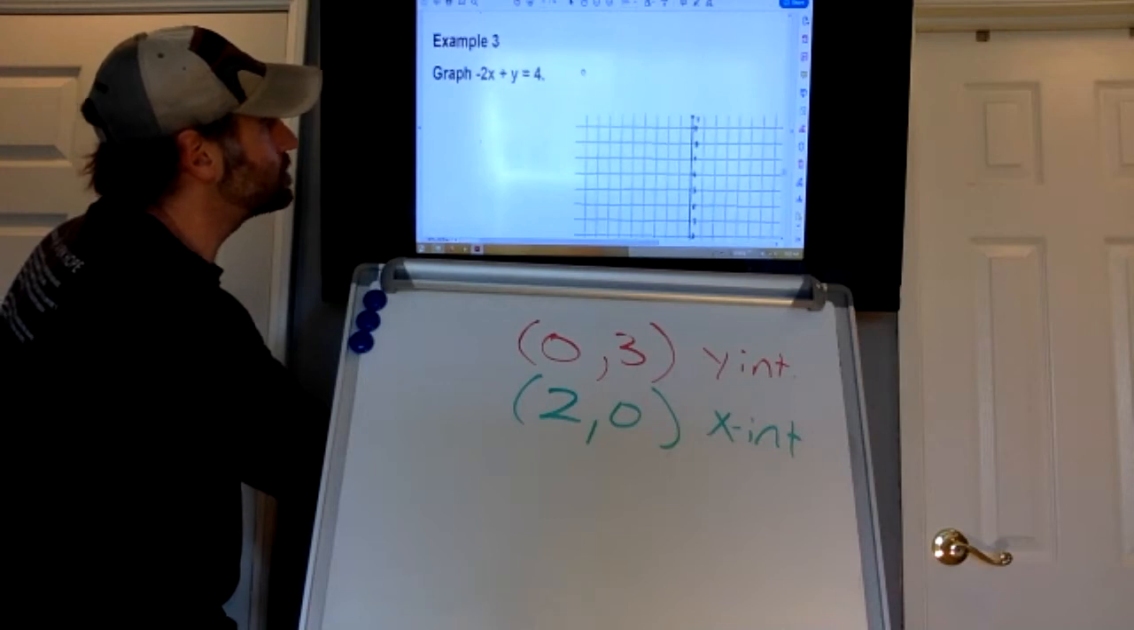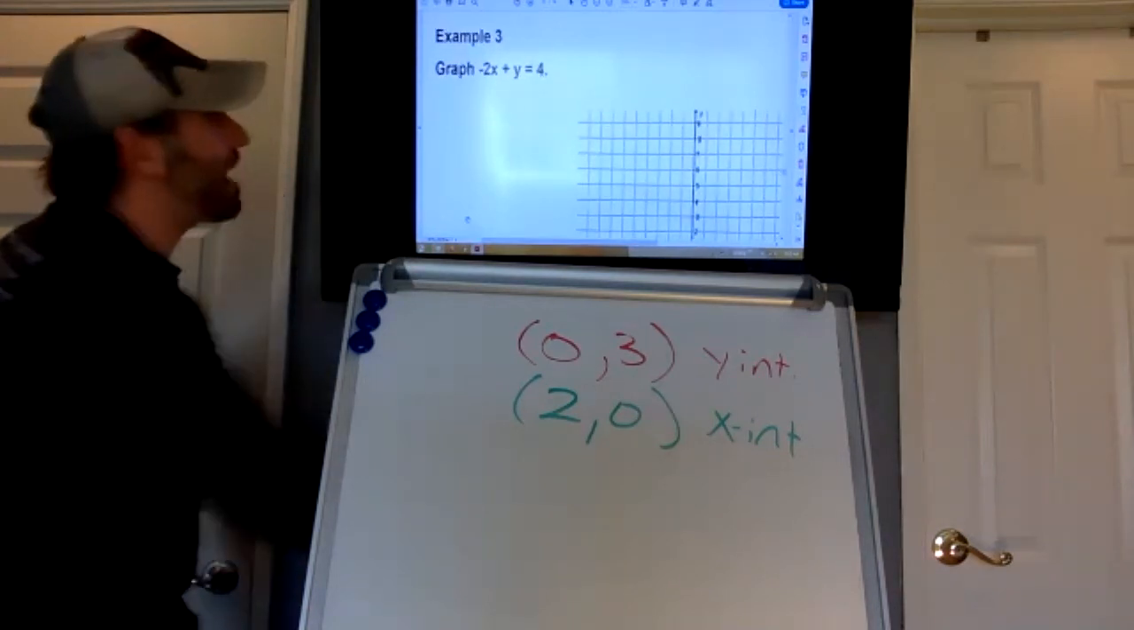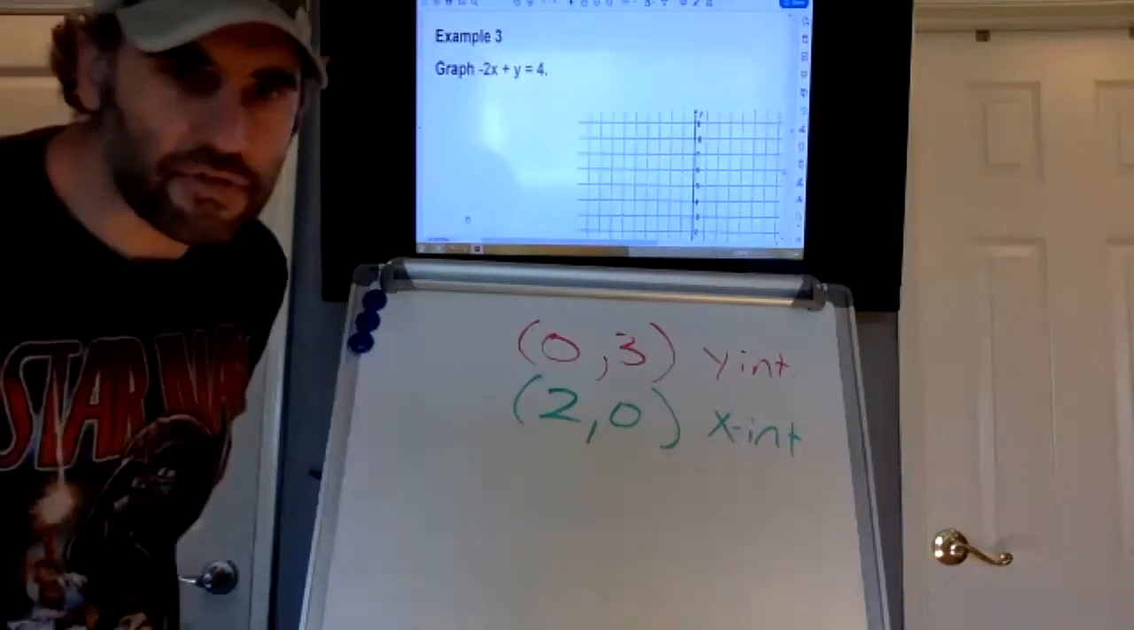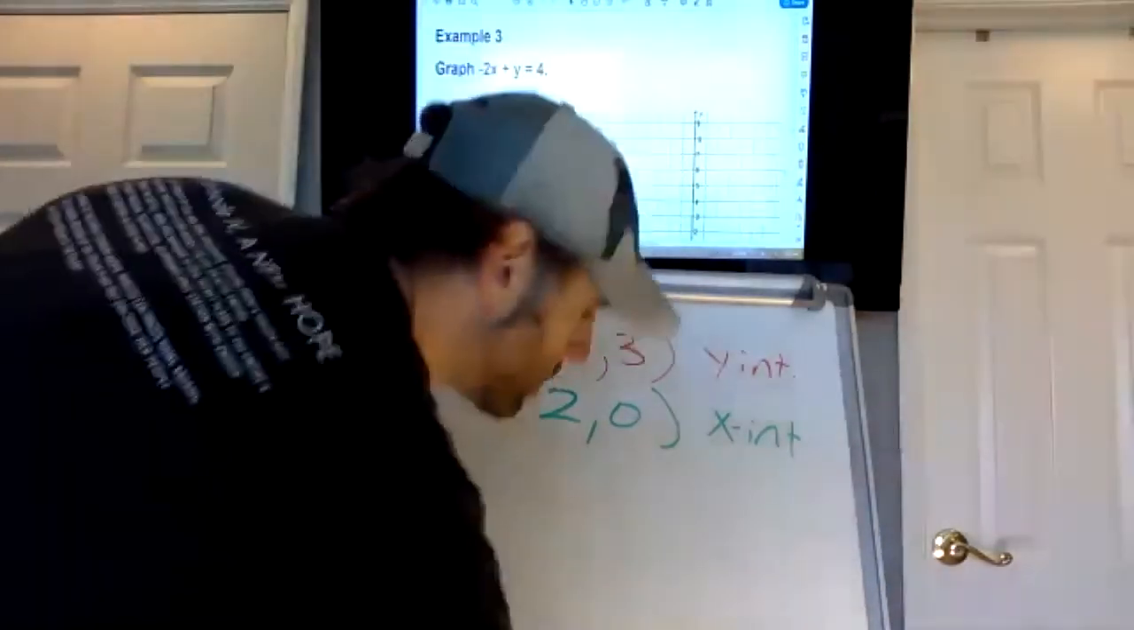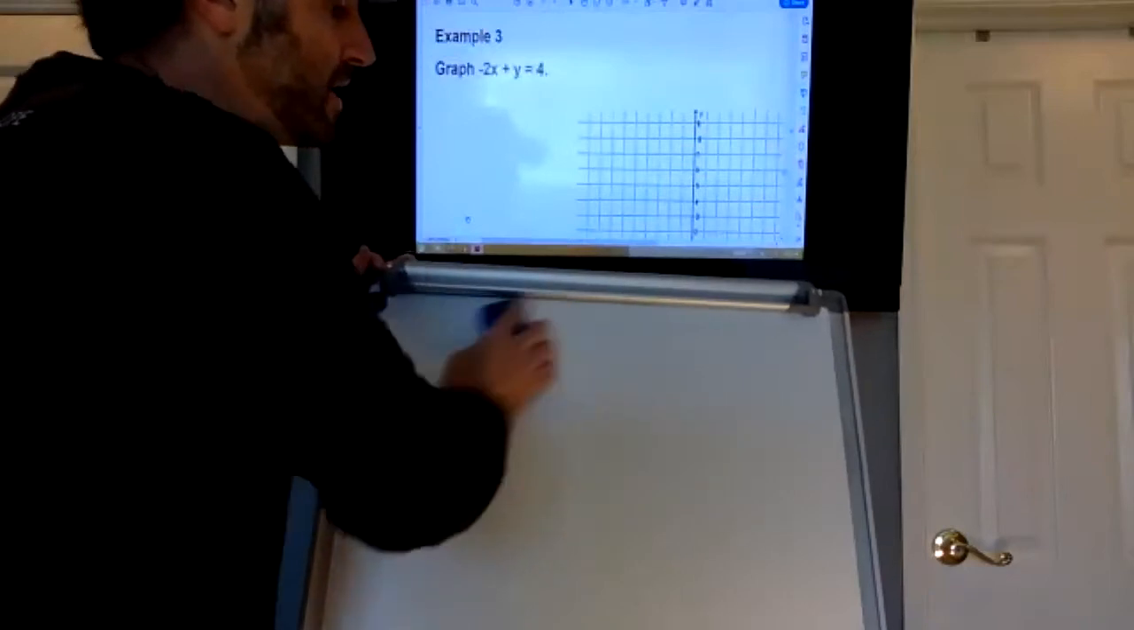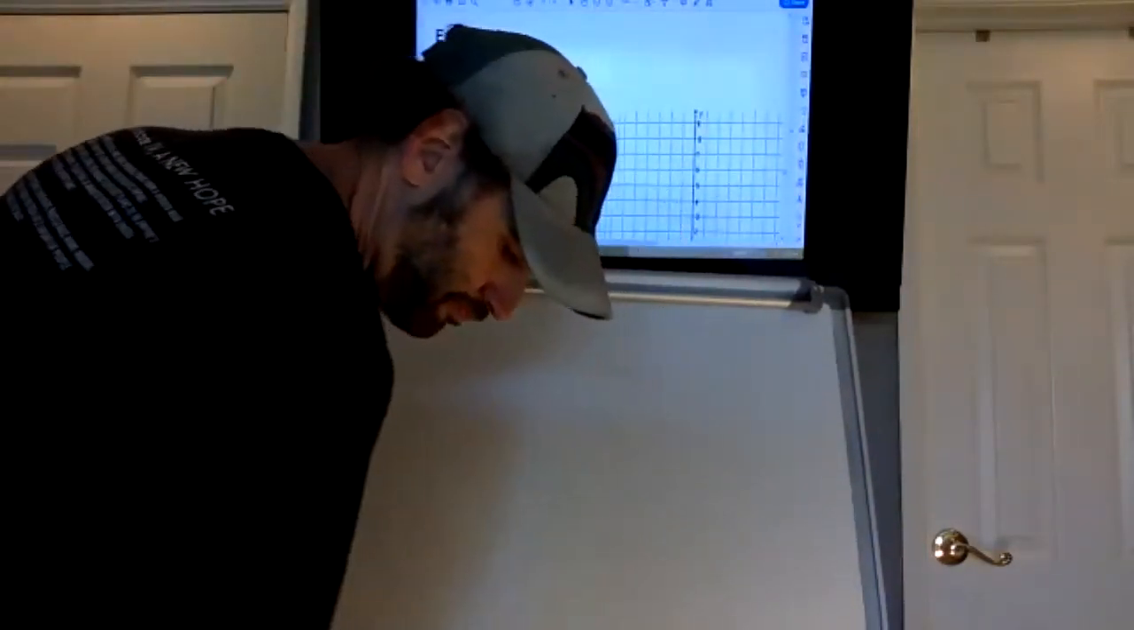Okay. I want you to try to graph your own. Try to graph this one: negative 2x plus y equals 4. Before you graph, hold on one second.